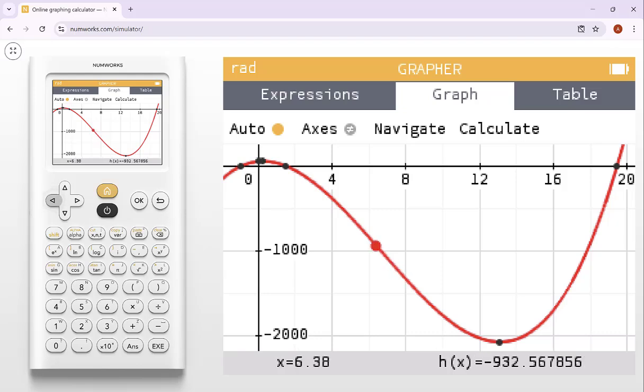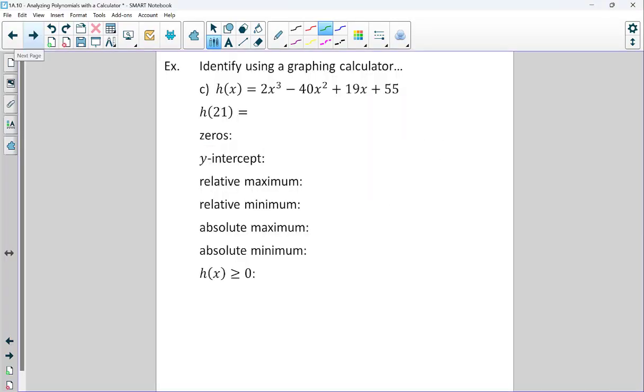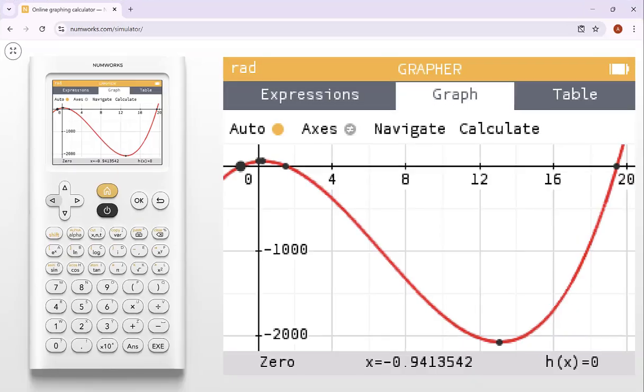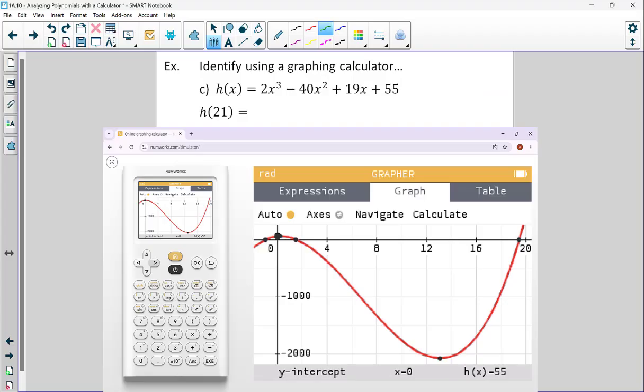Where is my cursor? My cursor is right in the middle there. So let's just go all the way to the left. All right, so I have an x-intercept at negative 0.941. Go to the right, I got a y-intercept at 55.